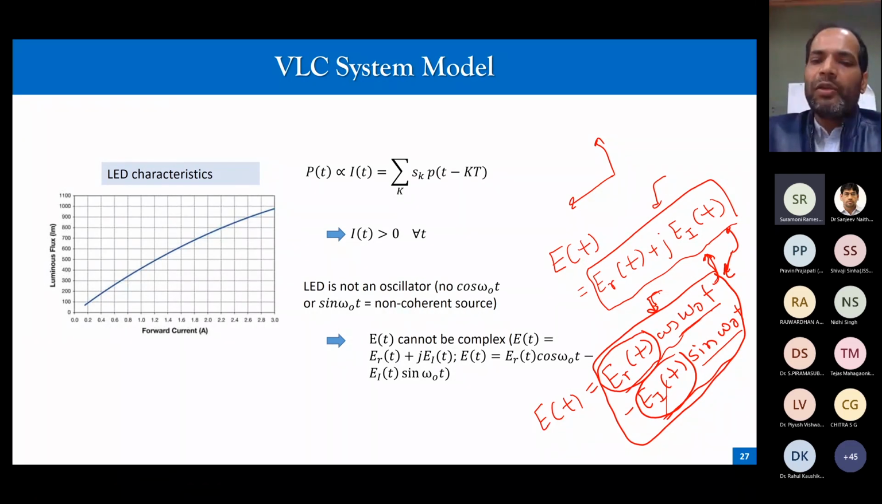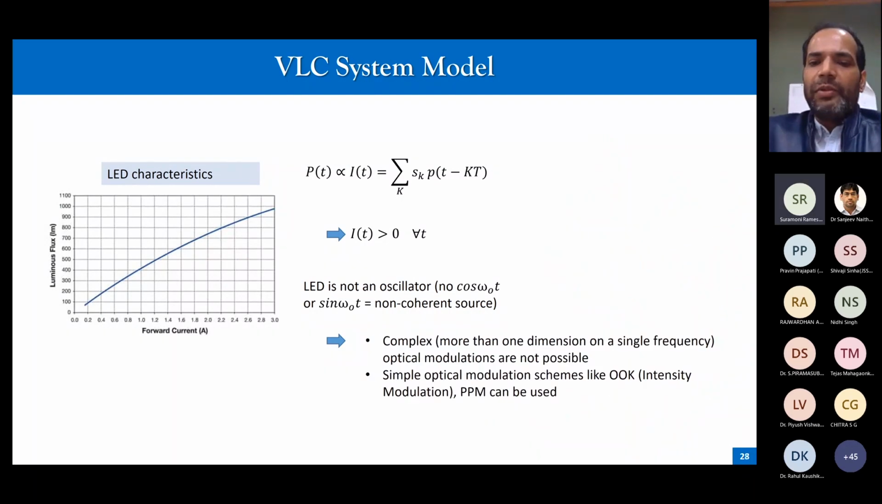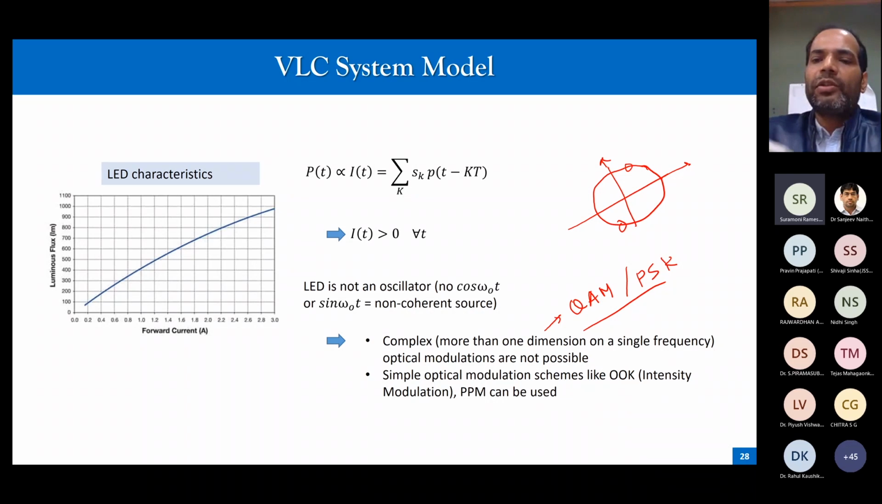For LEDs, because it's not an oscillator, you cannot have this. You cannot have cos omega naught t. You cannot have sin omega naught t. So the electric field of the LEDs, mathematically, you cannot assume to be complex. That means complex modulation schemes are not possible. Complex modulation schemes like quadrature amplitude modulation or phase shift keying are not possible. In phase shift keying, if you remember the constellation, it's something like this. You have some points, right? And it uses two-dimensional things. Something here, something here. So PSK and quadrature amplitude modulation are all examples of complex modulations.